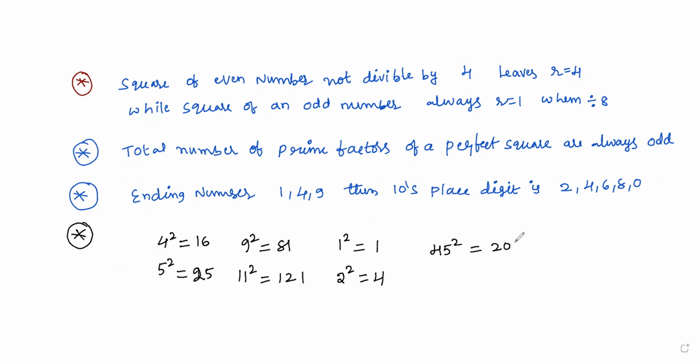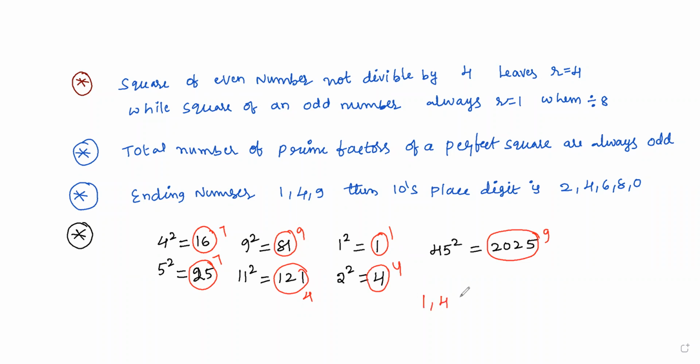2025. If you find the digital sum of the given number, here it will be 7, here also 7, here it will be 9, here it will be 4, here the digital sum is 1, here it will be 4, and in this case the digital sum is 9. So when you are finding the digital sum of square numbers, they are always 1, 4, 7, 9 only. The other remaining numbers never come. Okay, this is the digital root concept.